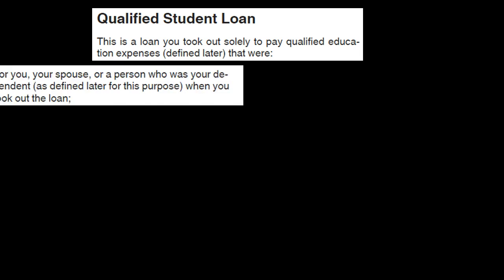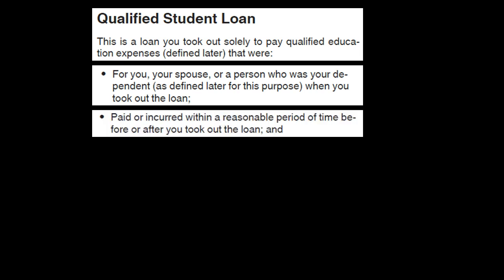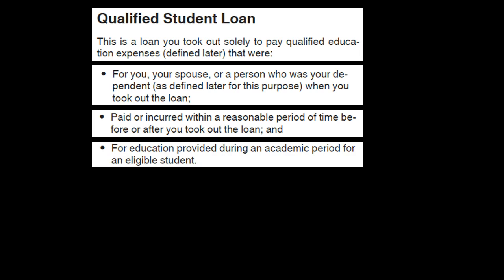Qualified student loan. This is a loan you took out solely to pay qualified education expenses, defined later, that were for you, your spouse, or a person who was your dependent, as defined later for this purpose, when you took out the loan, paid or incurred within a reasonable period of time before or after you took out the loan, and for education provided during an academic period for an eligible student. Let's run through that again. This is a loan you took out solely to pay qualified education expenses. So we have that key term, qualified education expenses, for you, your spouse, or a person who was your dependent.